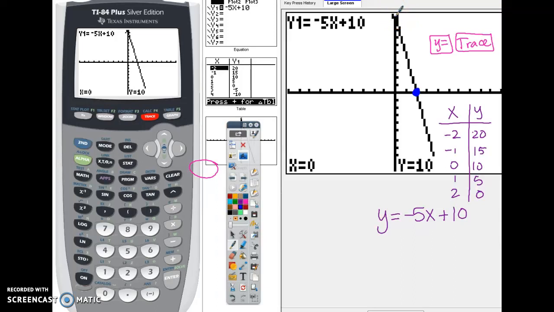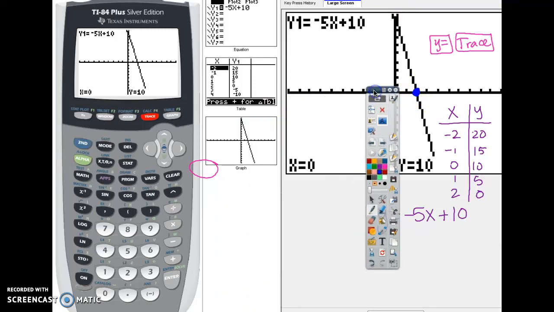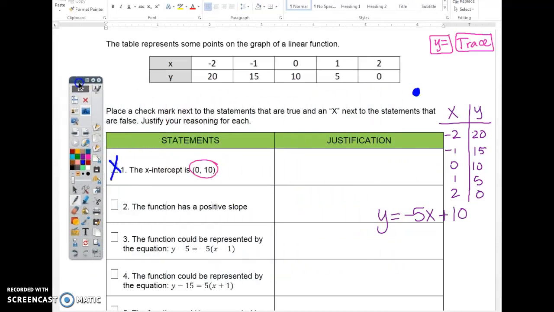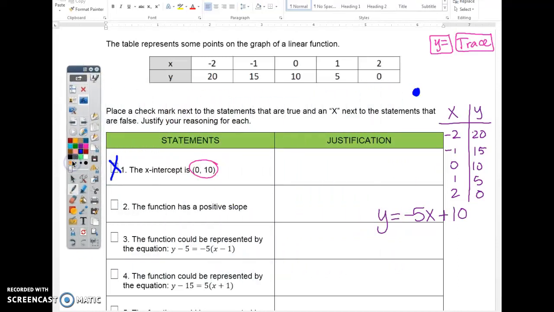So even though the point was right, they didn't say it right. Okay, this is the x-intercept and it's at 2, 0. So that's a false statement. So what do you do? You're going to put an X saying that it's false. And anytime it's false, you have to justify. You have to tell me why it is false. So, I mean, there's lots of things we could have said. You could say that 0, 10 is the y-intercept.